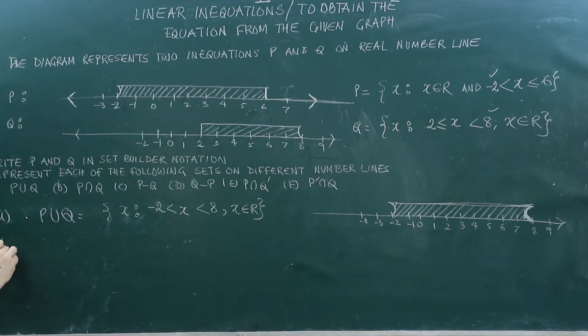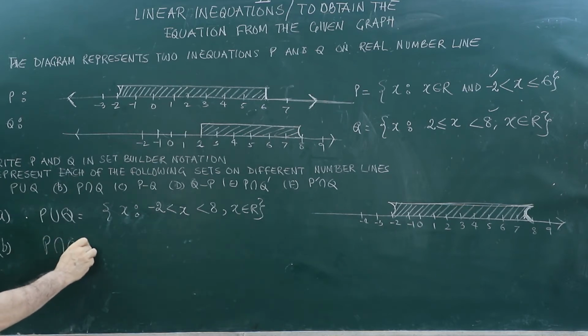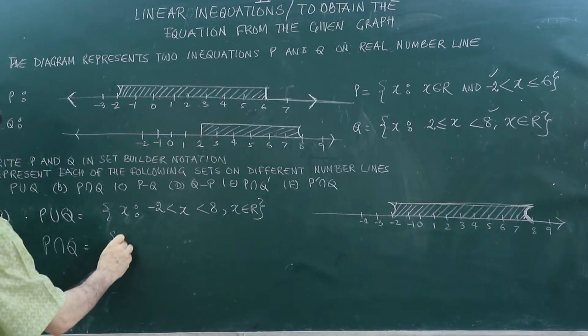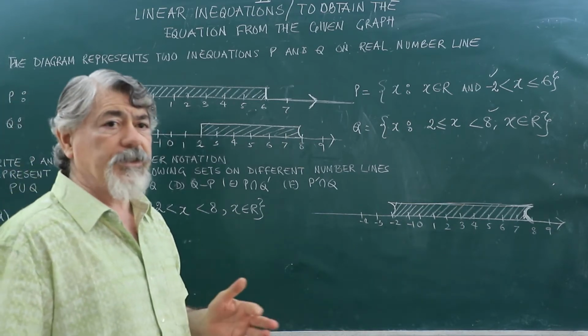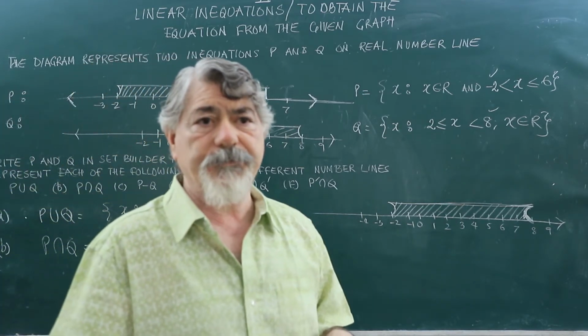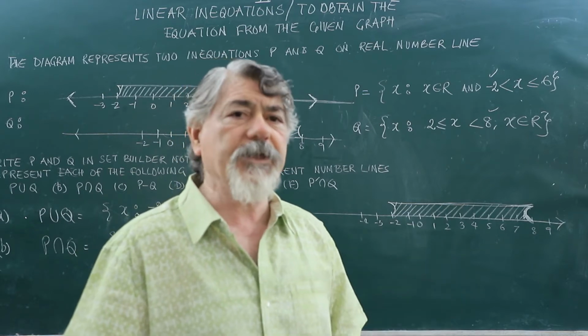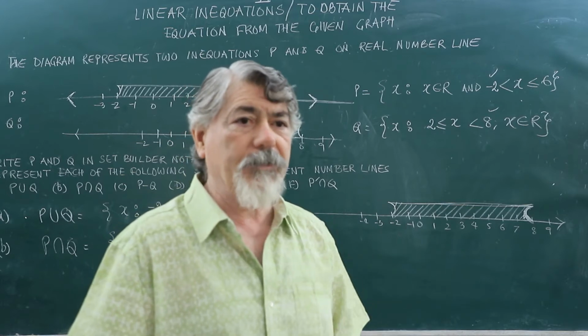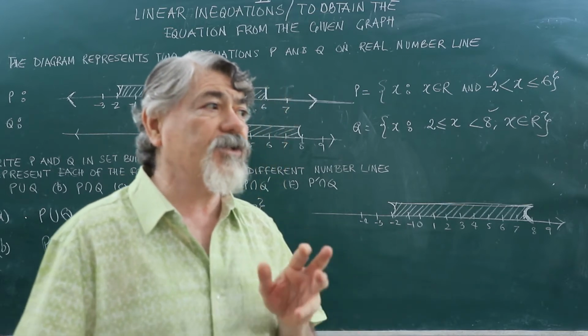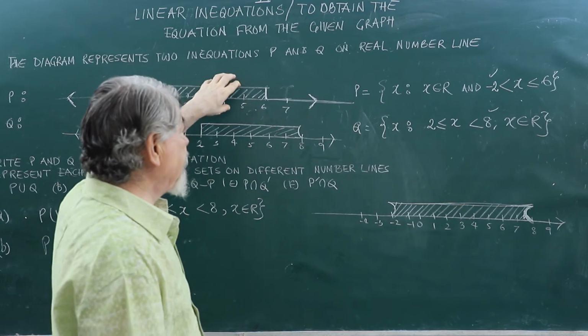Let us see now the B part, P intersection Q. When I talk of P intersection Q, then I am talking of the elements which are common to P as well as Q. The elements which are common to both P and Q.